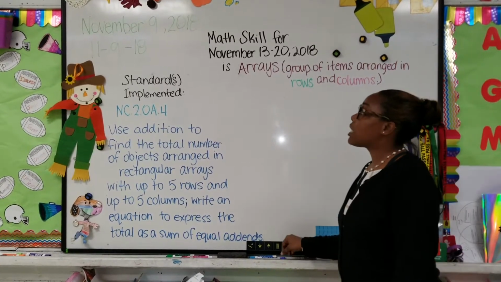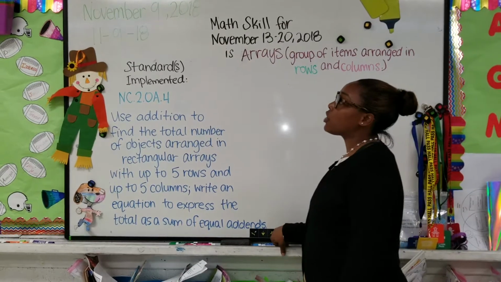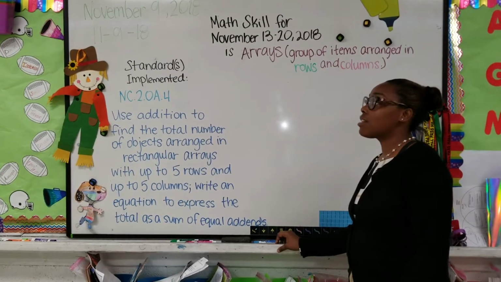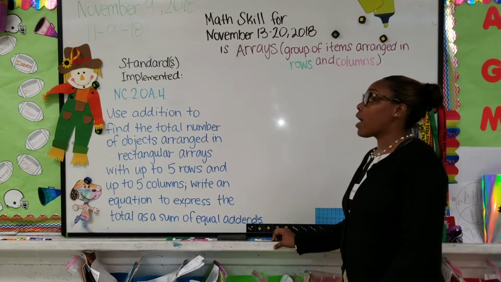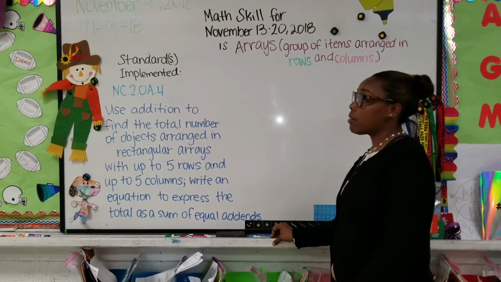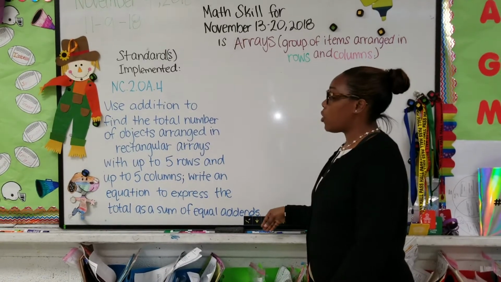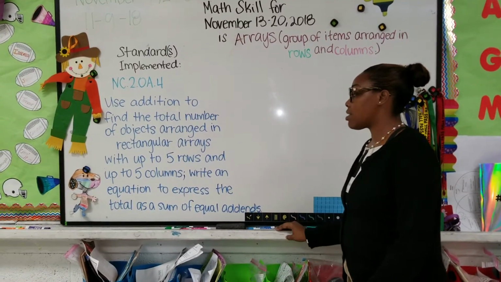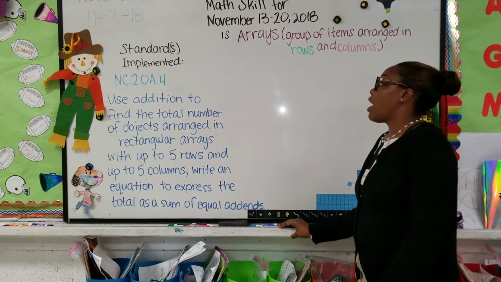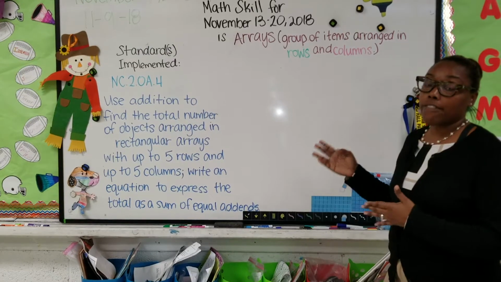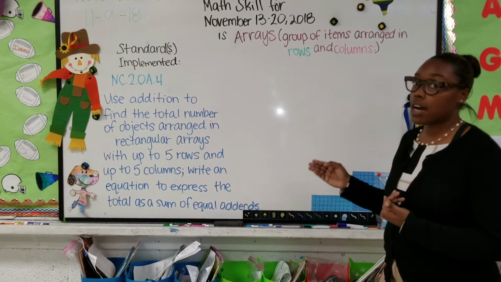The standards we plan to implement will be North Carolina 2.OA.4, and there we will use addition to find the total number of objects arranged in rectangular arrays with up to 5 rows and 5 columns. And we will write an equation to express the total as a sum of equal addends. And for the sake of the standard, we're going to use the example of 5 rows and 5 columns.